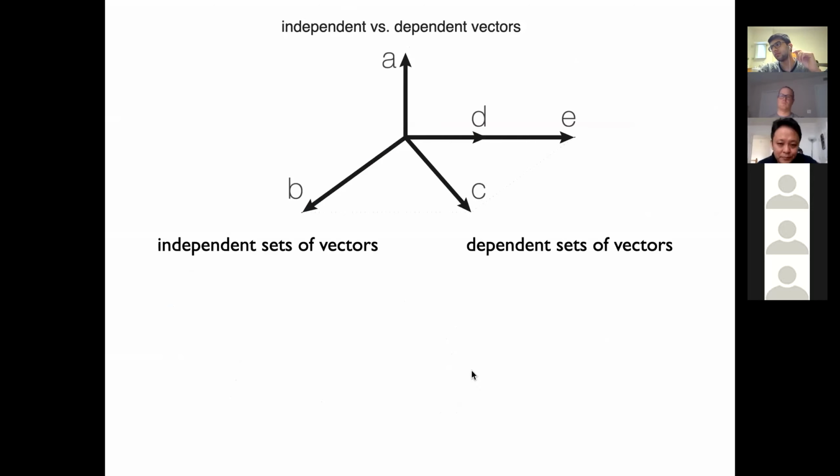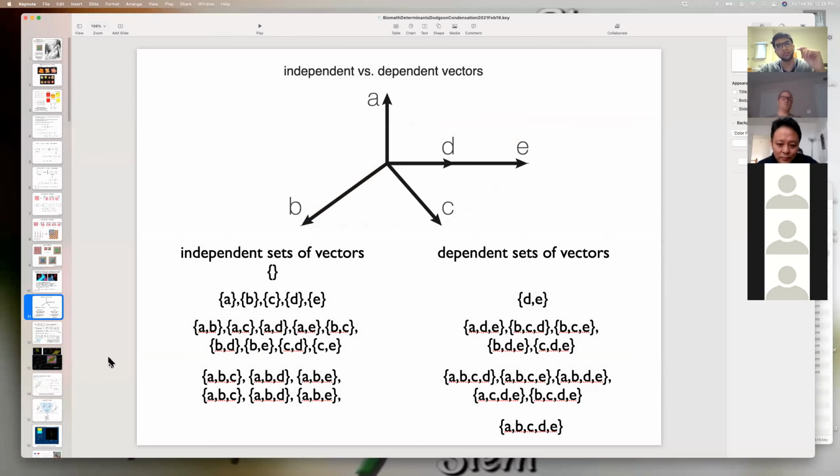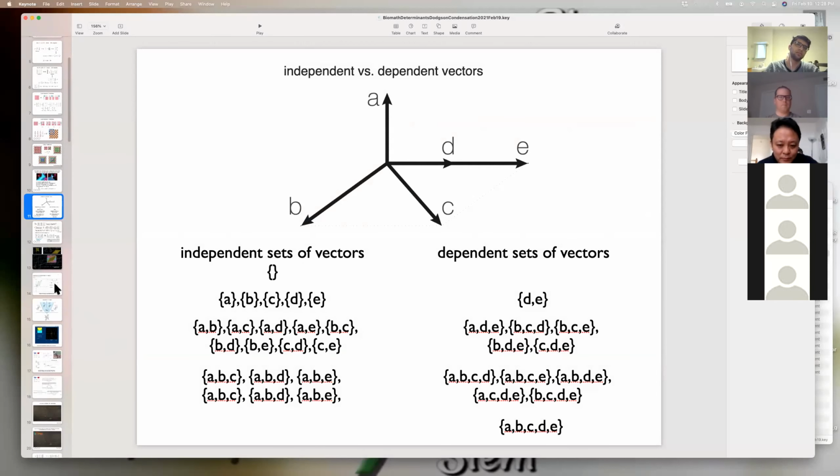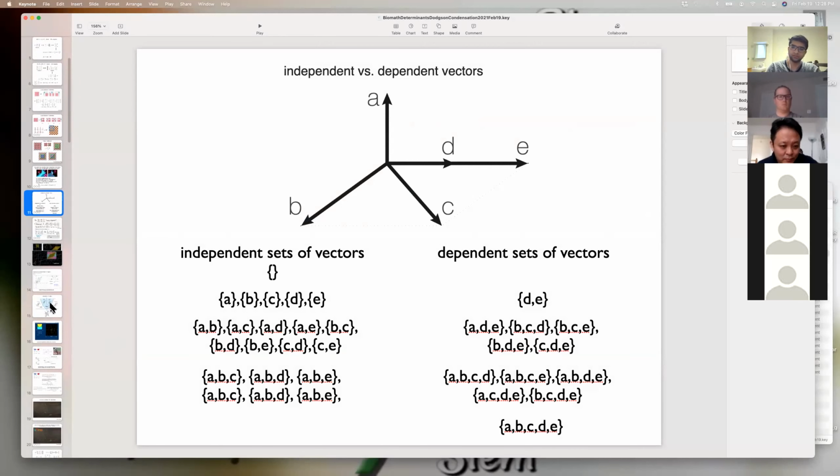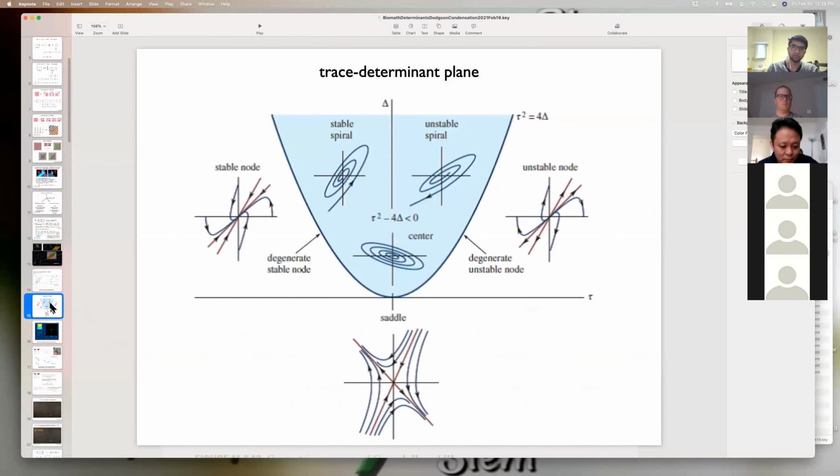Okay, I'm going to skip through some of this background material to keep things moving. The point we're making here is that it's the trace and the determinant of a 2x2 matrix that influence the dynamics of the linear system. So that's one of the reasons why we're into determinants.